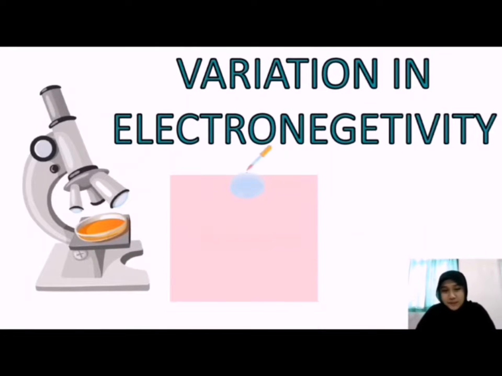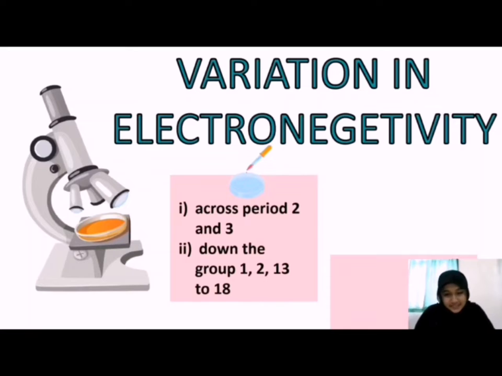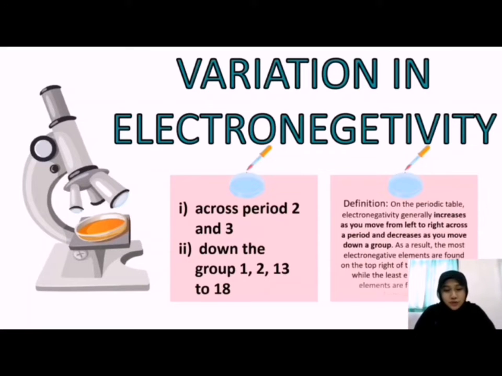Next, I'm going to talk about variation in electronegativity, and I'm going to explain in two forms, which are across period 2 and 3, and second, down the group 1 to 13 to 18. First, I'm going to explain the definition of variation in electronegativity.